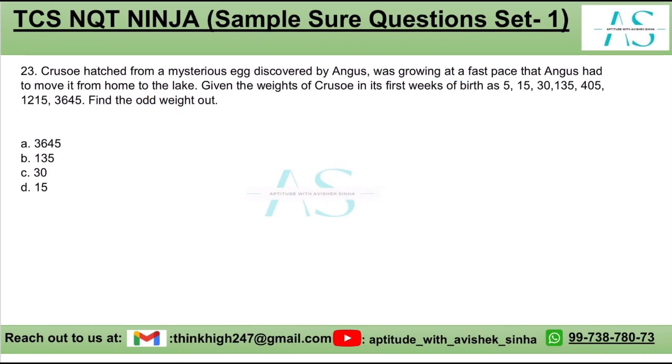Let's read. What do we have? Crusoe hatched from a mysterious egg discovered by Angus and was growing at such a fast pace that Angus had to move it from home to the lake. Given the weights of Crusoe in its first few weeks of birth as 5, then 10, then 15, then 30, then 135, 405, 1215, 3645. We need to find the odd weight out.